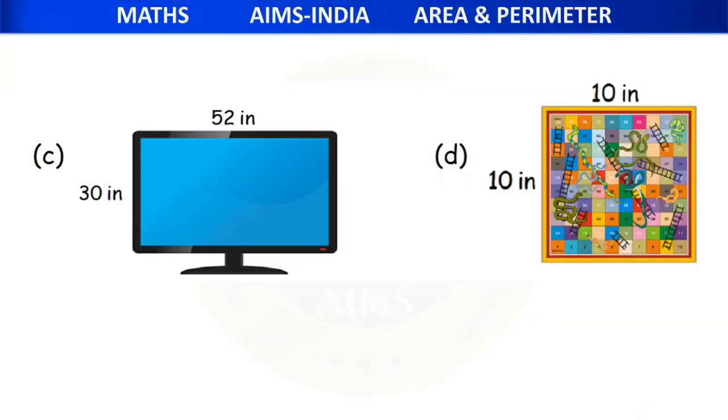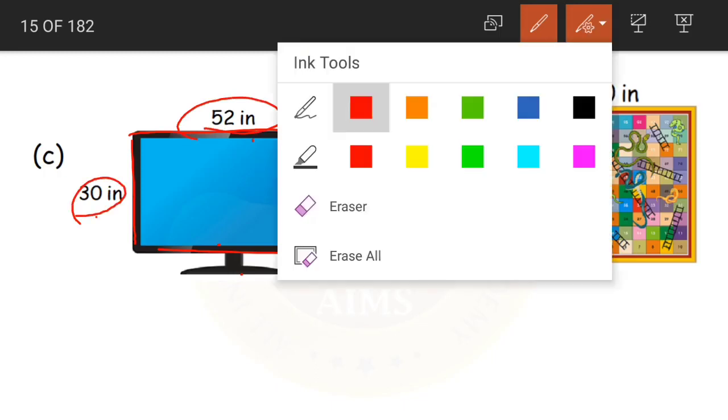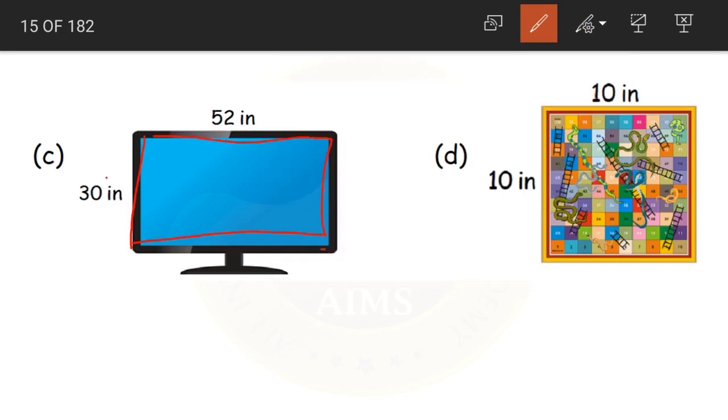Understood, children? Coming to question C. Now in this figure we are having a monitor or a TV. We are having two different lengths. One is 52 inches and the other is 30 inches. Now this is in the shape of a rectangle. It is not a square. The length of the sides is different here. So which is the length and which is the breadth? As I have said earlier, length is the larger side. So 52 is the bigger measurement here. So 52 becomes the length and 30, that is the smaller side, becomes our breadth. Understood, children? This is the length and this is the breadth.